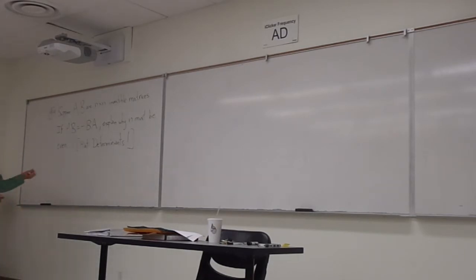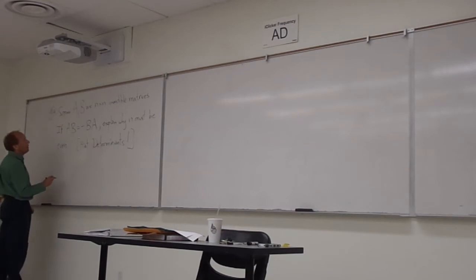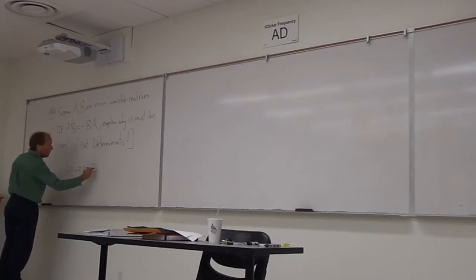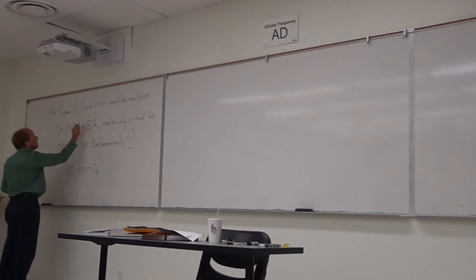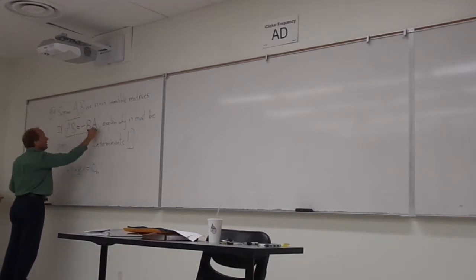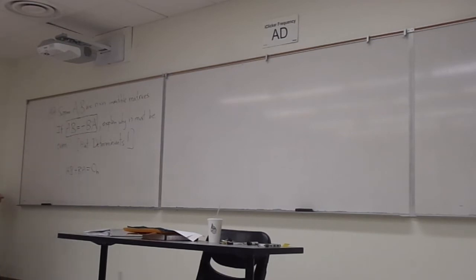I guess another way to write the equation would be AB plus BA is equal to 0. You could write it like that. That's just a minus. So this is the equation right there. Any thoughts on what I could do? The hint is to use determinants. It's one of those very abstract problems.